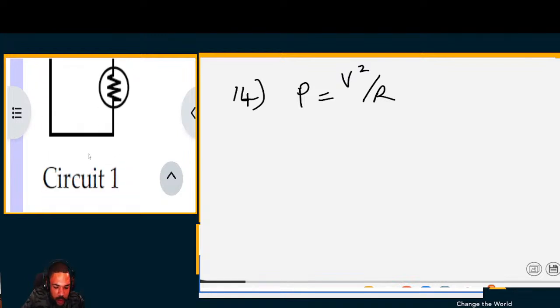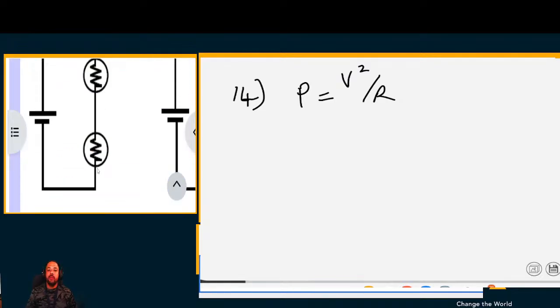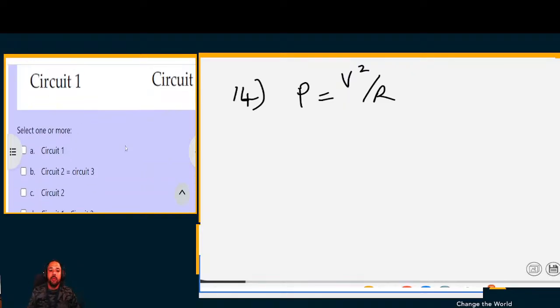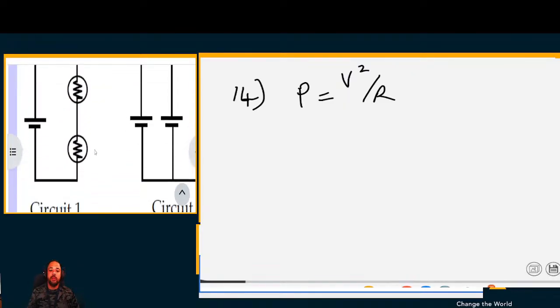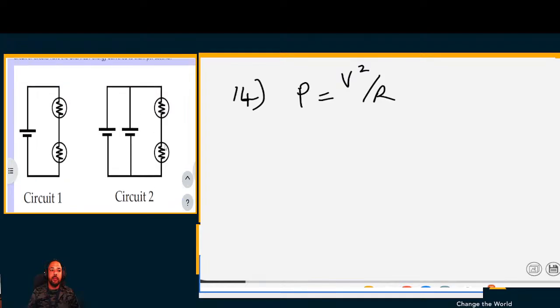Let me see if I can make it slightly smaller. Okay, the one on your screen is circuit one. Let's see if you can see it. Let me make it slightly smaller again. Okay, there it should be fine now. There's circuit one.